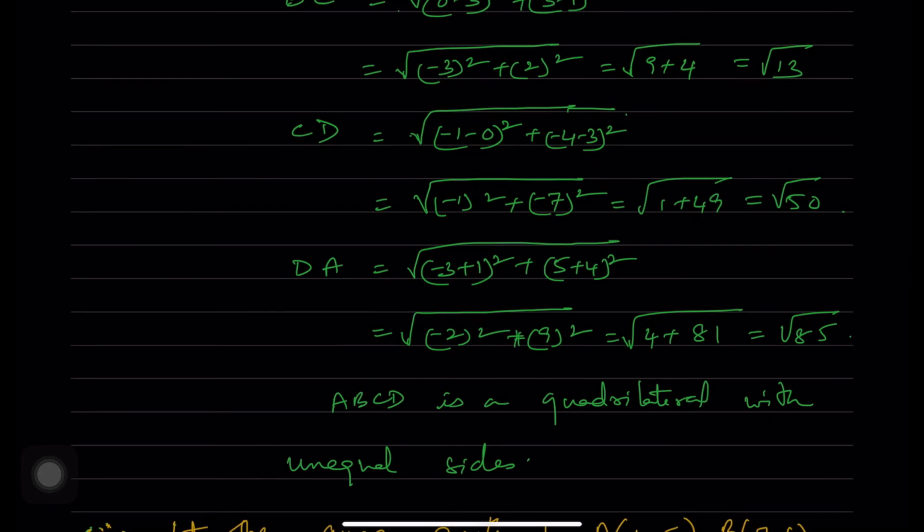ABCD is a quadrilateral with unequal sides. It's formed. We are having all the sides, but they're all unequal sides. Therefore, it's a quadrilateral with unequal sides.